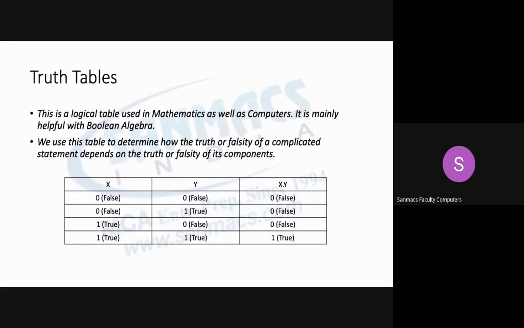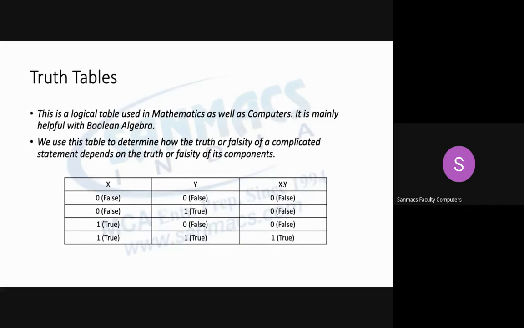So starting with truth tables, this is a logical table used in mathematics as well as computers. It's mainly helpful with Boolean algebra. We use this table in order to decide whether a compound statement or a complicated statement is true or false based on its components' truth or falsity.